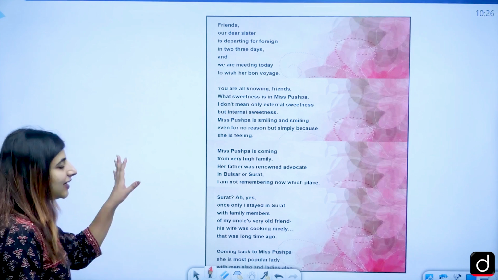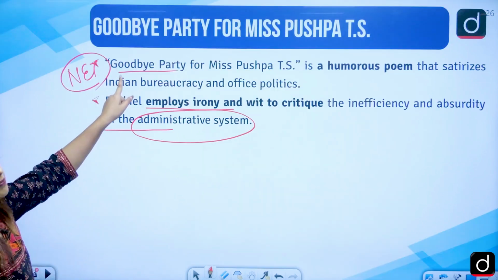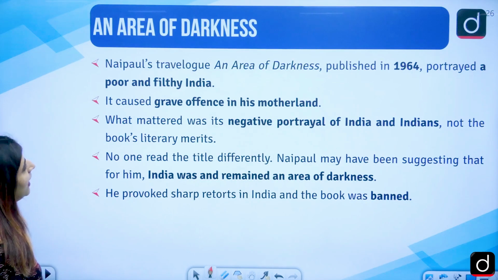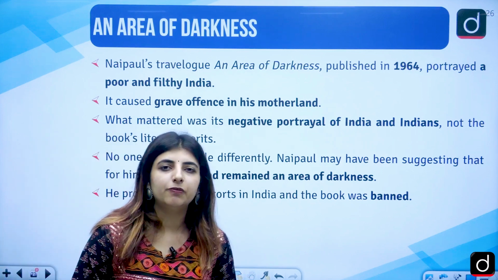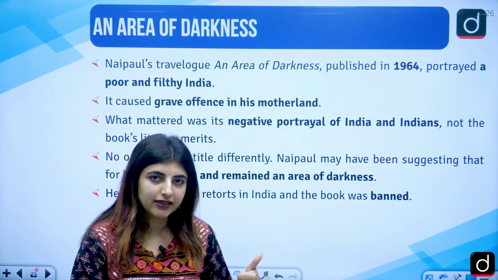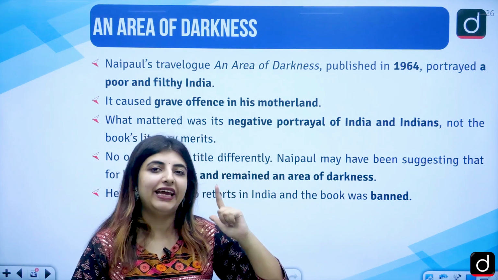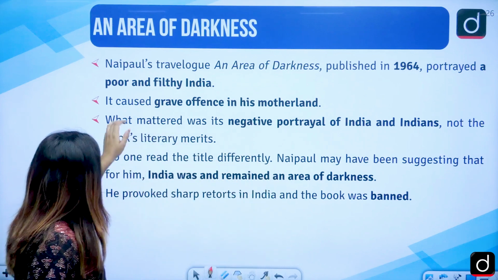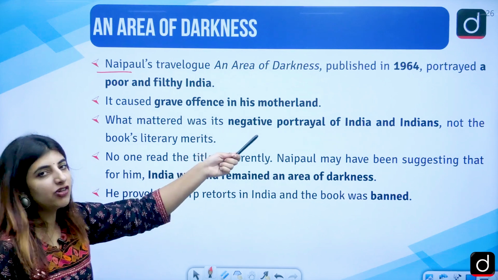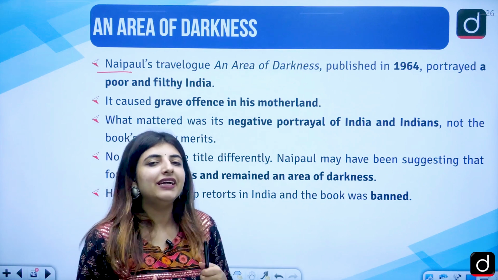So this is the poem Goodbye Party for Miss Pushpa T.S. Then we have this, which has also been a question asked in the NET examination, An Area of Darkness. And of course, there was a reply which Nissim Ezekiel gave to V.S. Naipaul. So first of all, this is Naipaul's travelogue, An Area of Darkness, which was published in 1964, in which he portrayed Indians in a negative stance.